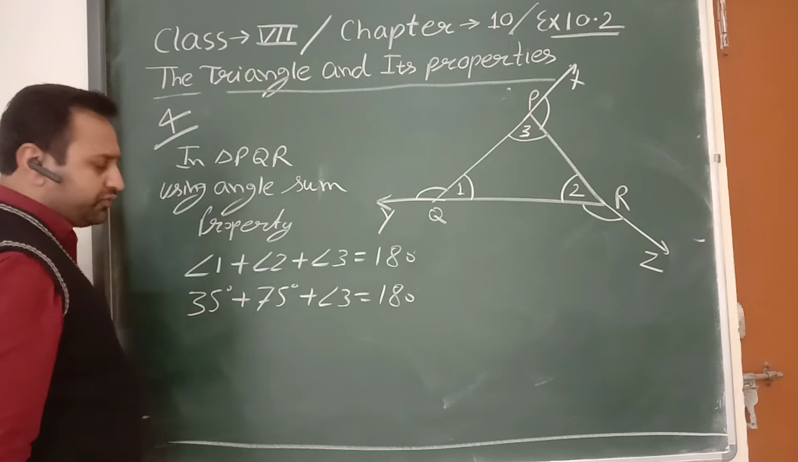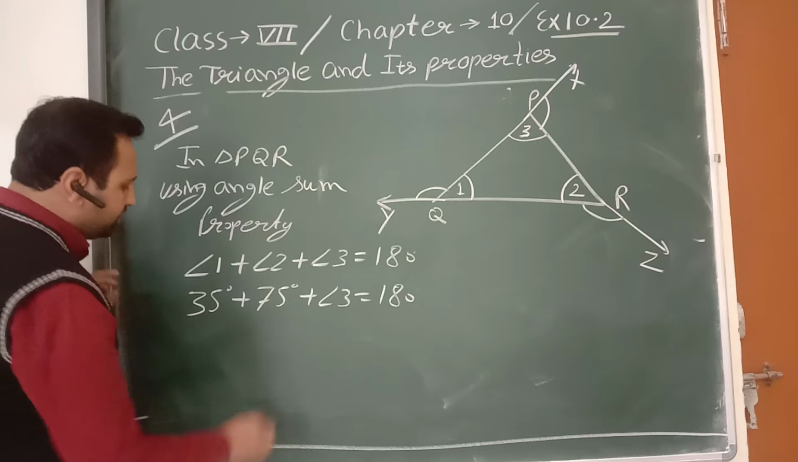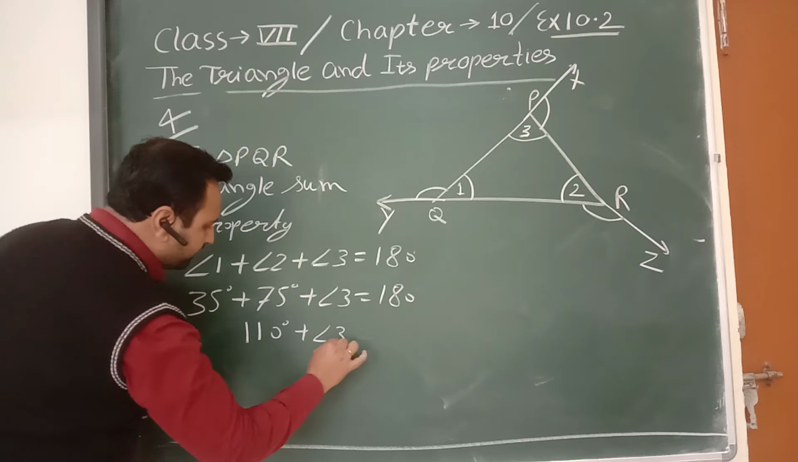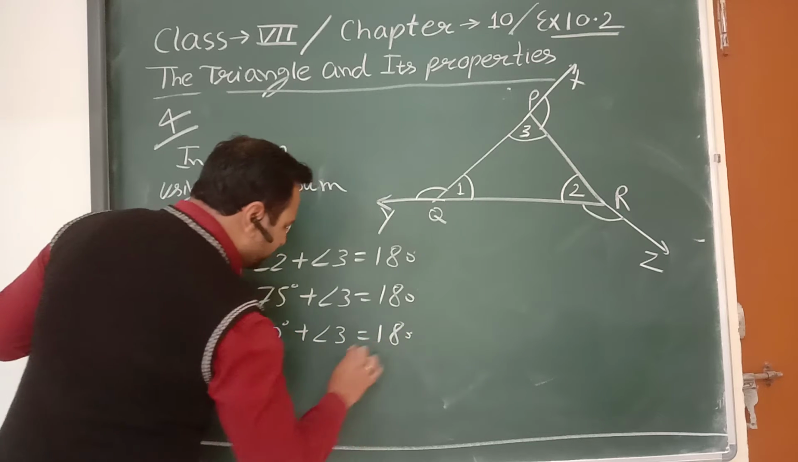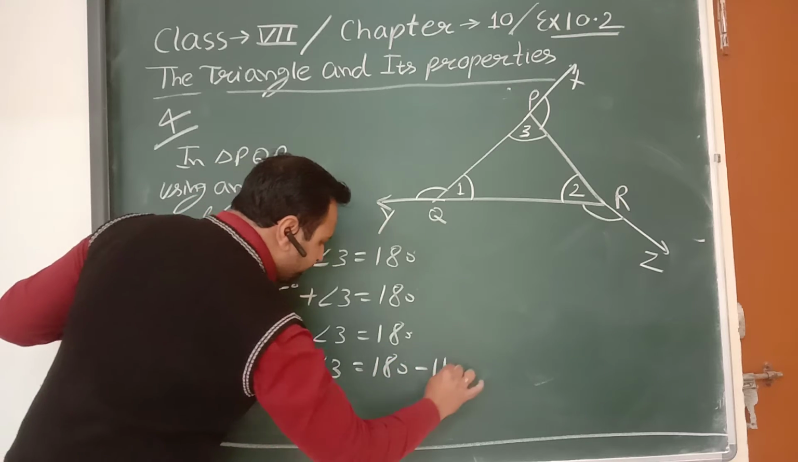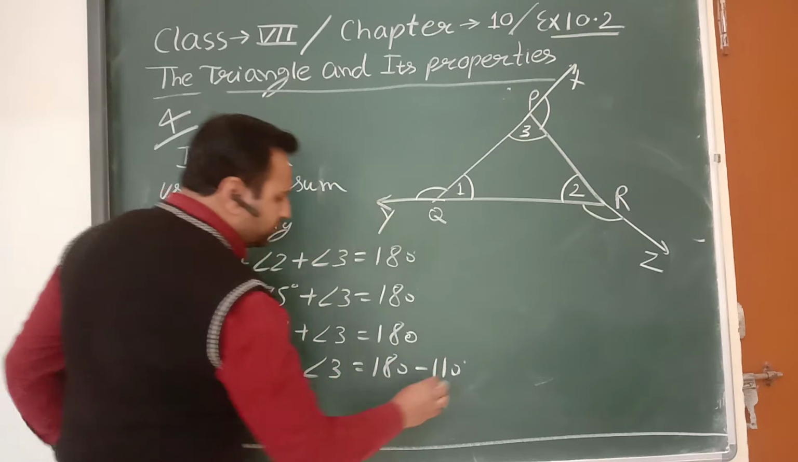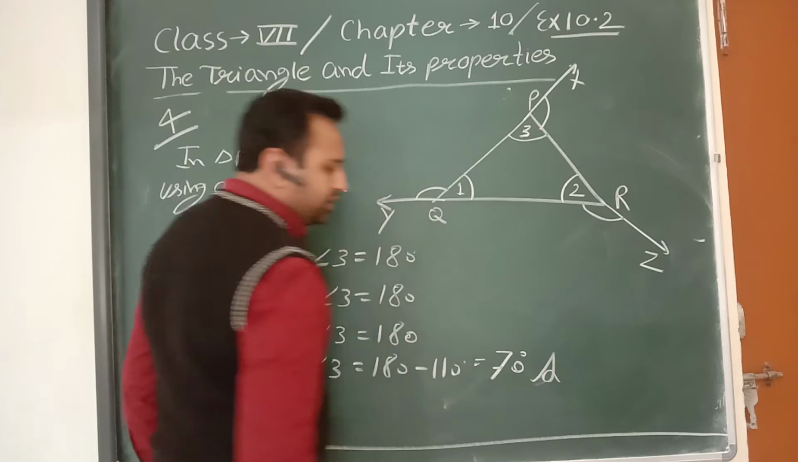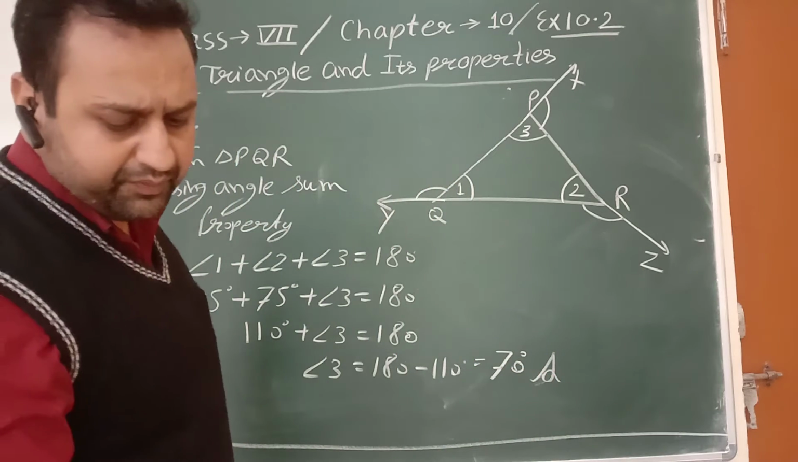35 and 75, their sum is 110 degrees. So angle 3 is equal to 180 degrees minus 110 degrees, and the value is 70 degrees. So the third angle of the triangle is 70 degrees.